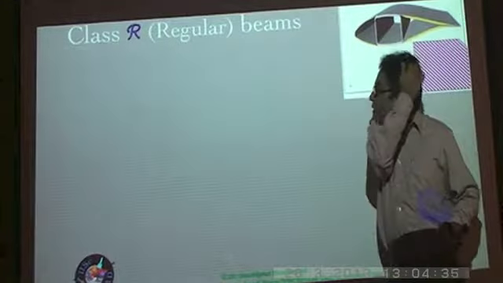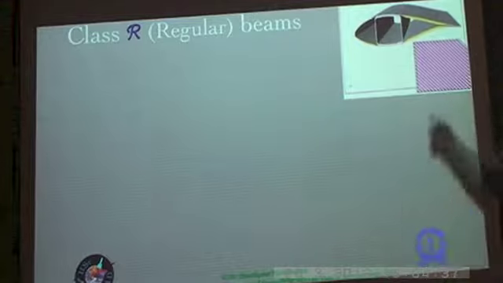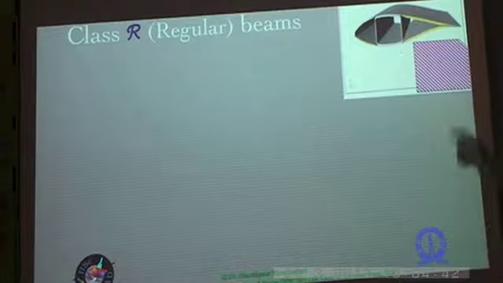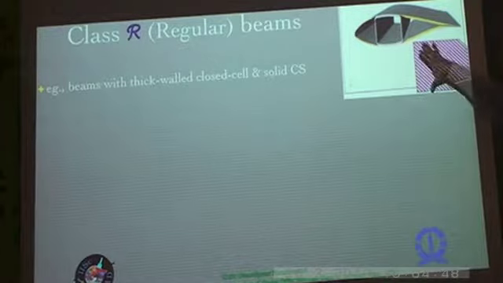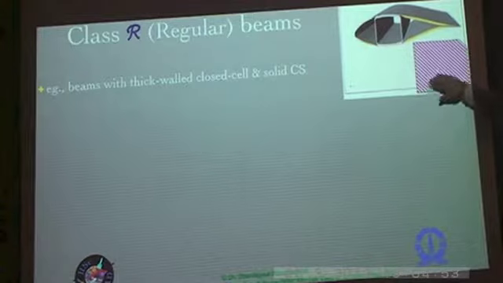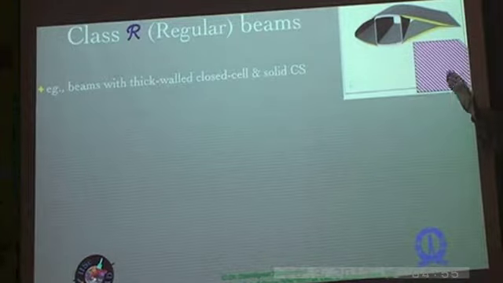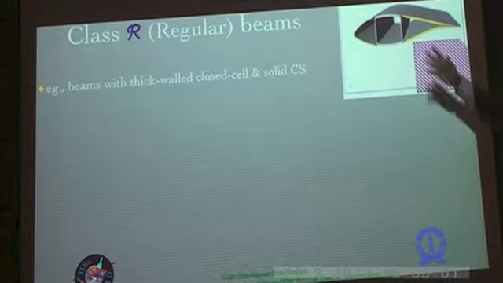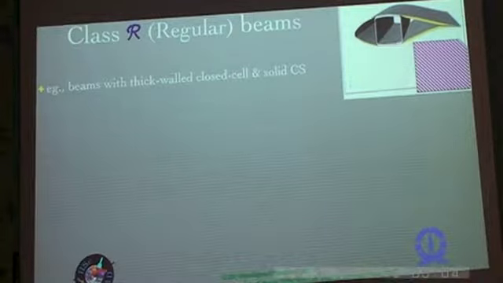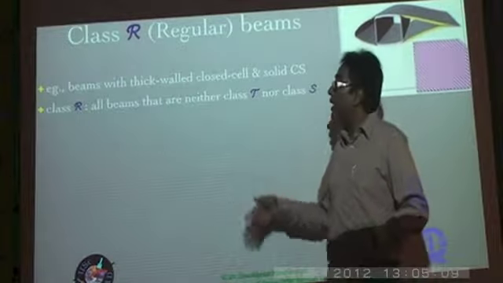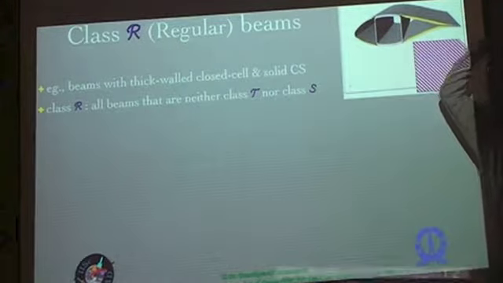So in all such things which we call the regular beams, of which examples would be something like this or something like this, basically very thick airfoils and solid cross sections of any geometry, as long as there is no order of magnitude difference between any direction. So whichever direction I measure, either diagonally this way or vertically, horizontally, in whichever direction I measure, I should not have an order of magnitude difference. That's basically what our class R beams deals with. So beams with thick-walled, closed cell and solid cross sections. And class R means that all beams that are neither class T nor class S.